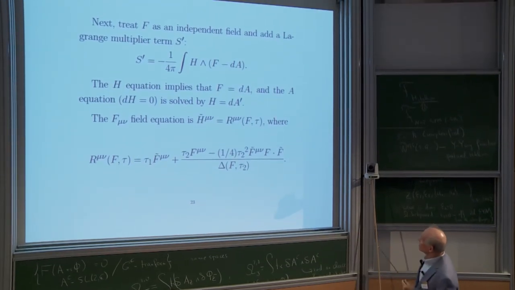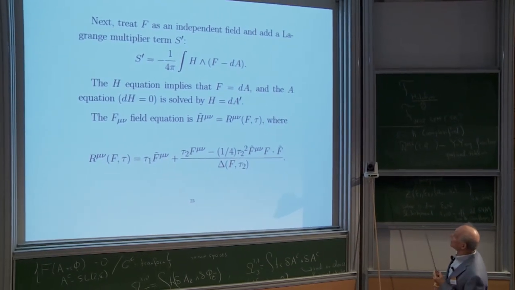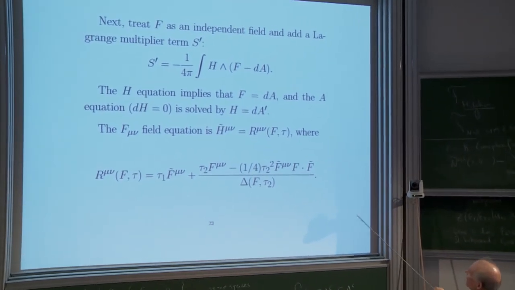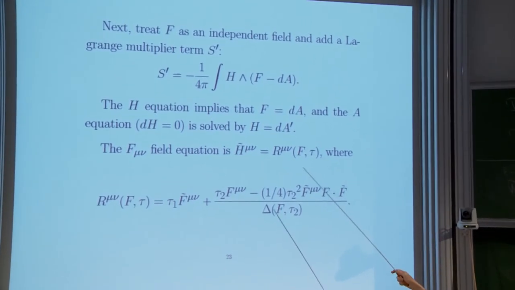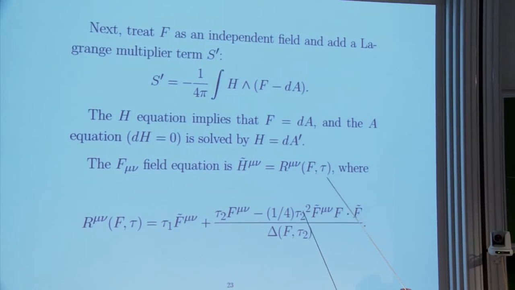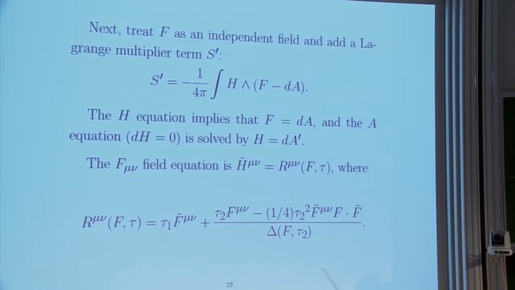So next, to analyze the S duality, we're going to treat F as an independent field and add a Lagrange multiplier term that implements the fact that F is dA. So H is the Lagrange multiplier 2-form, whose equation of motion tells you that F is dA. And the A equation of motion tells you that dH is 0, which is solved by making H the exterior derivative of a dual potential.